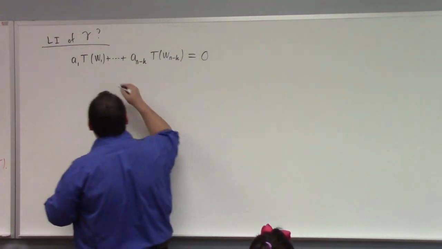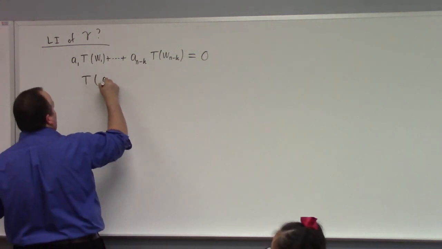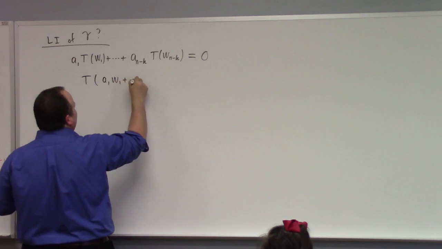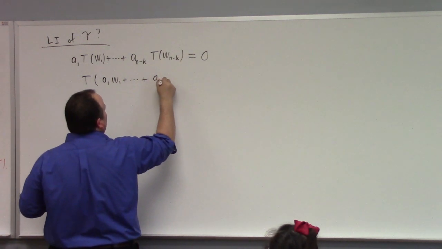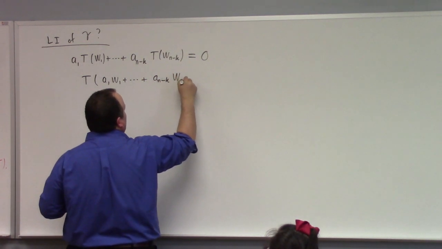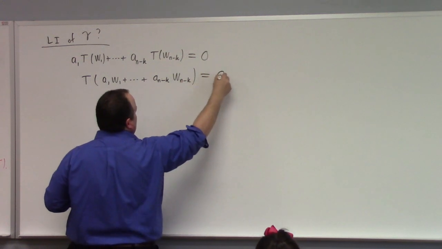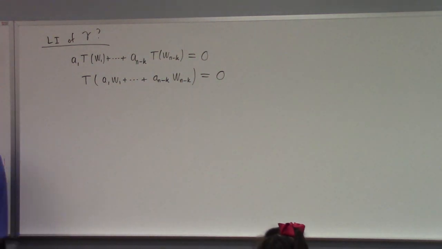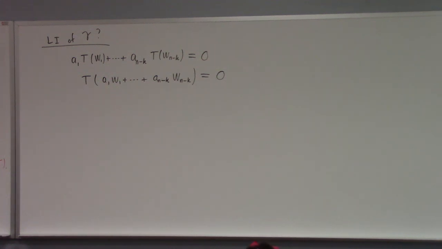But let's see here. T of a1 w1, ..., a_{n-k} w_{n-k}. How about this? So I think that's what you're about to tell me. Somebody else is about to tell me that. Were you going to tell me that, Sam? No? You should have just said yes. You were thinking, Ellie, right? Yeah. Okay, good. I mean, this is all we have to work with.